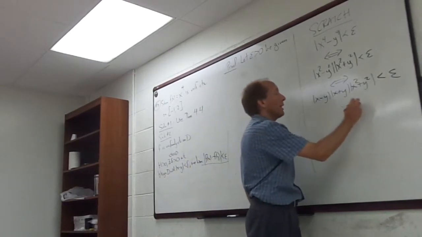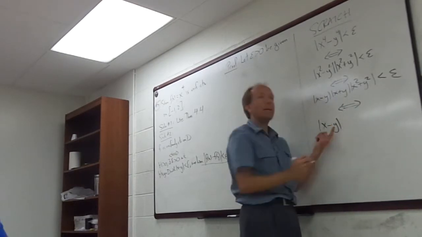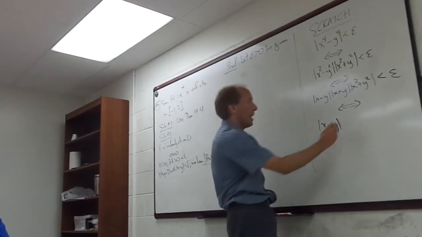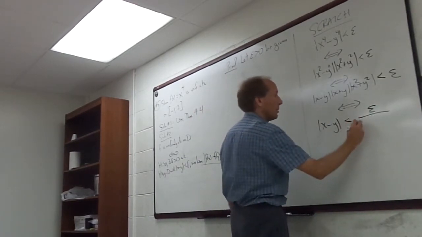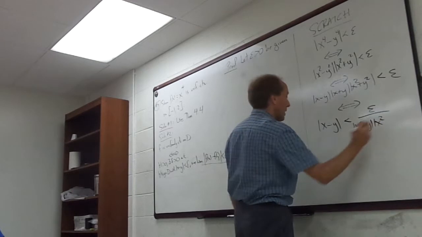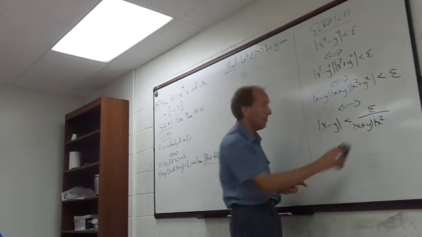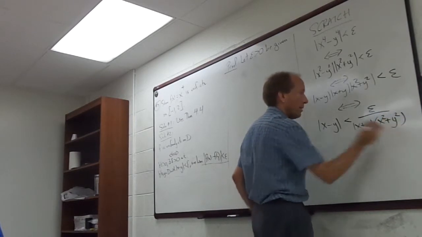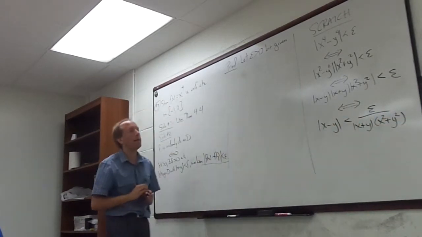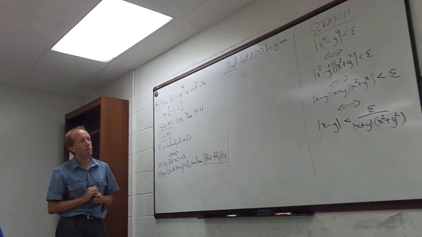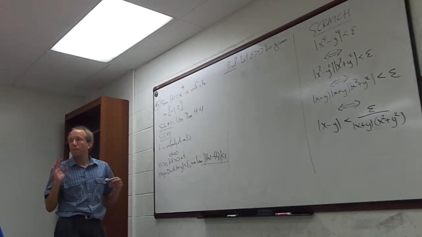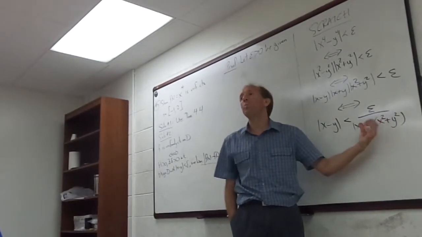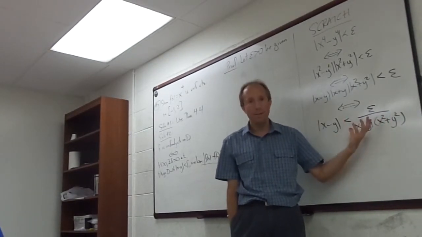Yeah, I mean, you really want to get x minus y by itself so that it matches up with the assumption here. So I'm just going to divide over the x plus y and the x squared plus y squared. Actually, x squared plus y squared doesn't need absolute value bars, so I'm just going to drop them. Okay. Can I let this be delta? No, because it is not a constant.